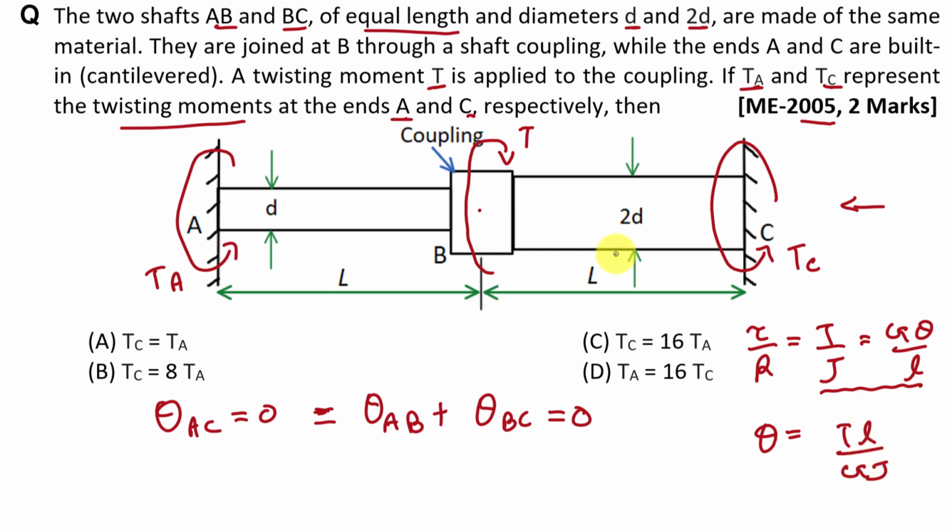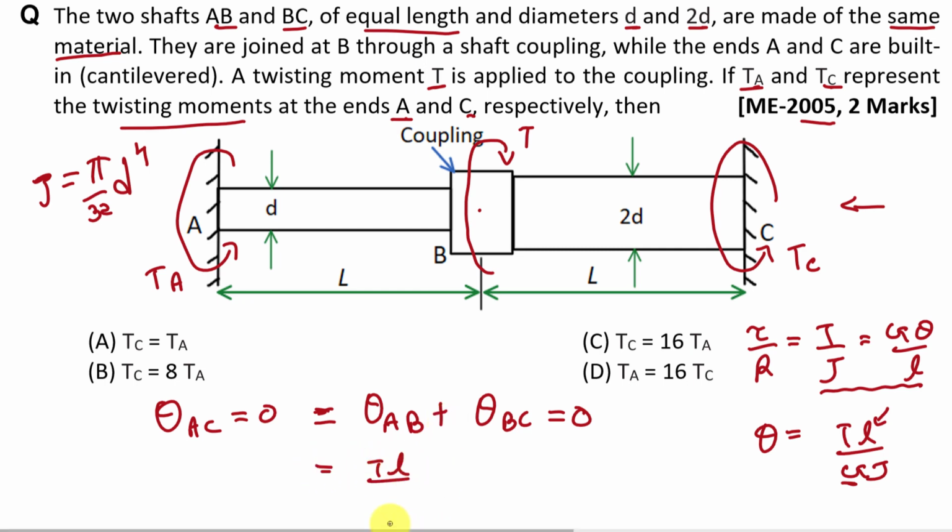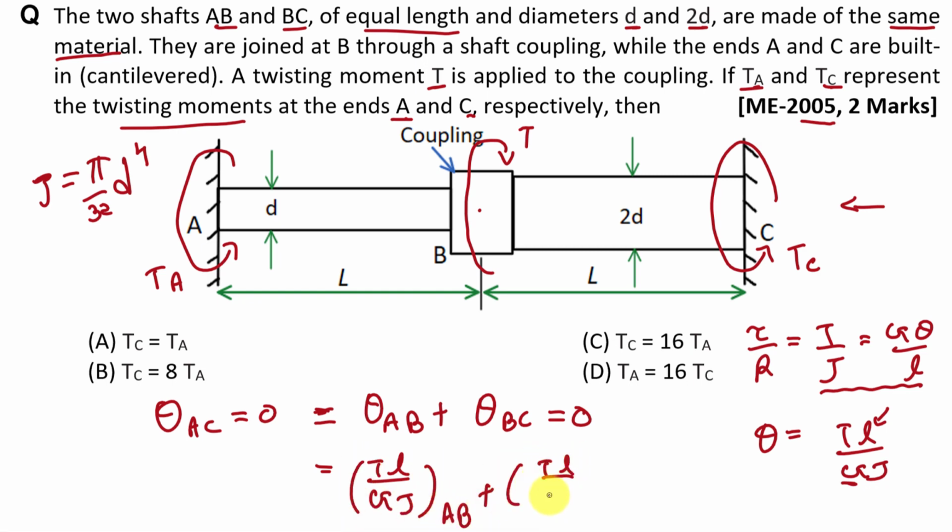Now here in this case length is given to us and we can find out J, because we know the equation of J. Equation of J, that is polar moment of inertia, is pi by 32 d raised to 4, right? Now we will put this expression of theta here. So it is TL by GJ for AB plus TL by GJ for BC, and it is equal to 0.